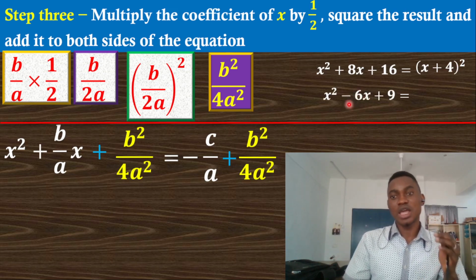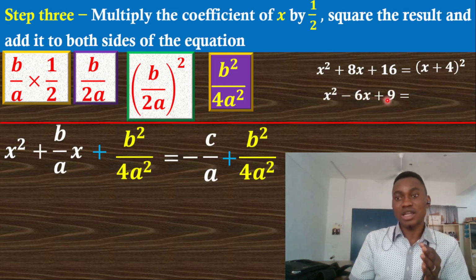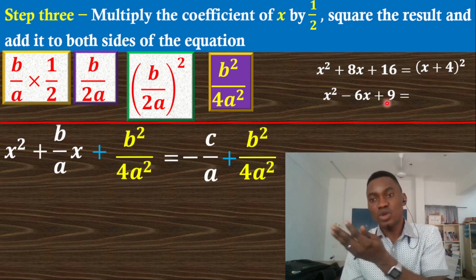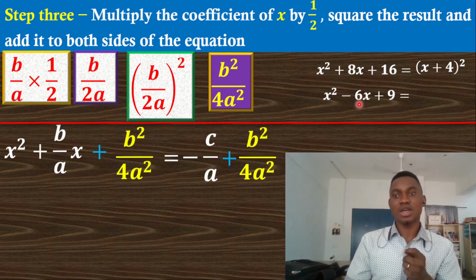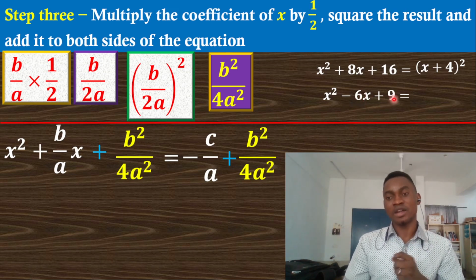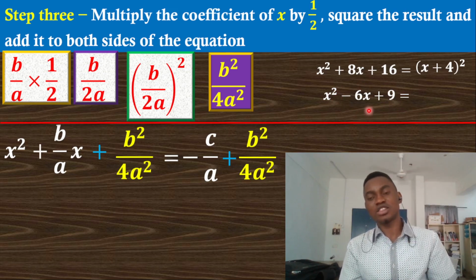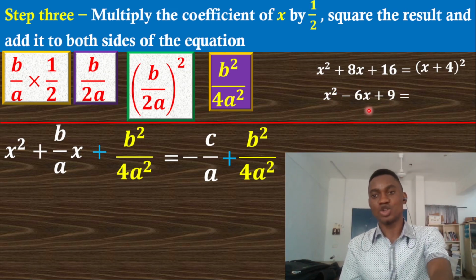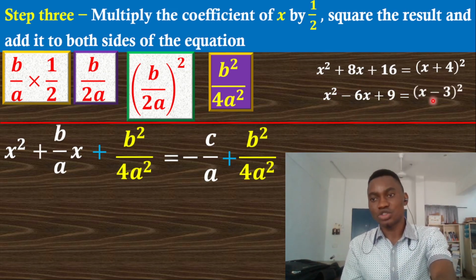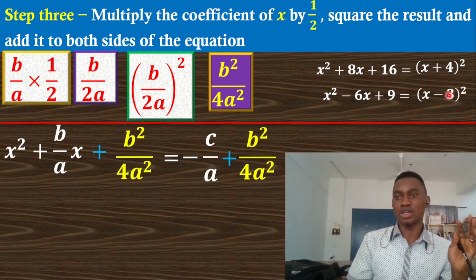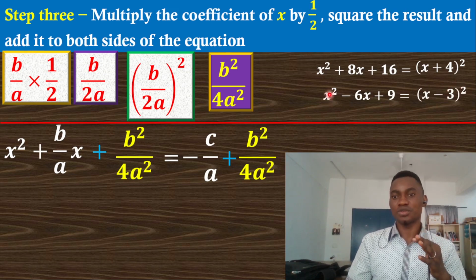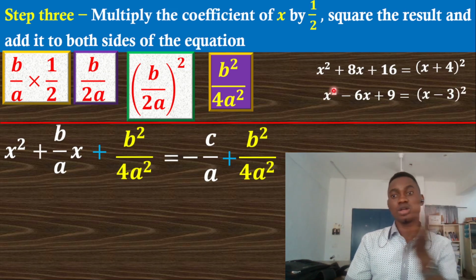Another example is this: x squared minus 6x plus 9. Is it a perfect square? How do we know? If you take half of 6, which is 3, and square it, you get 9. Another way to check is that the extreme terms are perfect squares. So to factorize this perfect square trinomial, it is going to be (x minus 3) all squared. Okay, we got this by taking the root of the extreme terms.